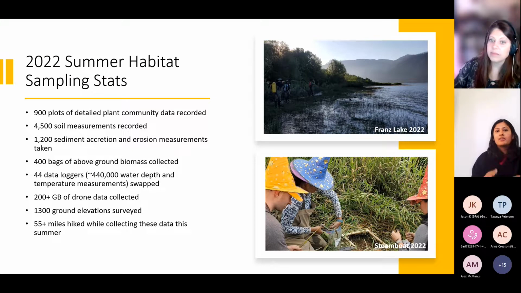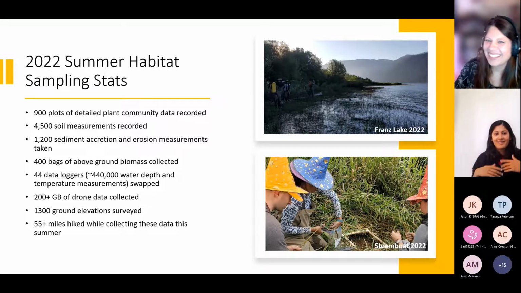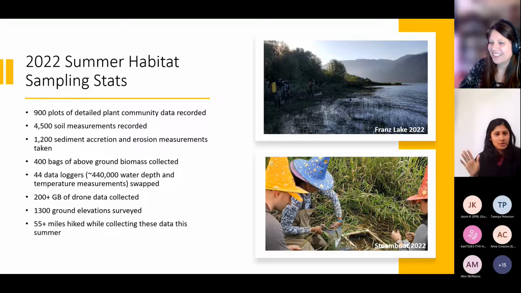Every year we run these stats, but this year I thought I would share this with the larger group. We collected about 900 plots of plant community data, and nearly 400 bags of plant samples for biomass analysis. Each of our team crew members also hiked nearly 55 miles collecting all of these data. So it's a pretty good workout for people who are tracking steps and are into the step challenge. I have to say, I definitely win those step challenges during the summer.